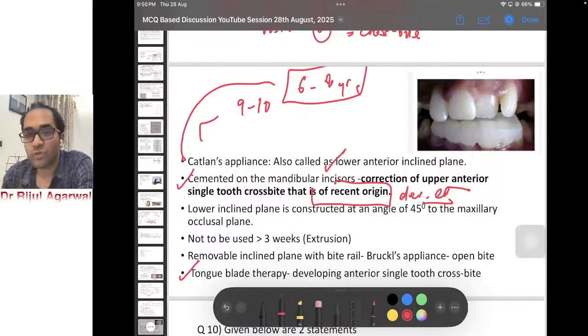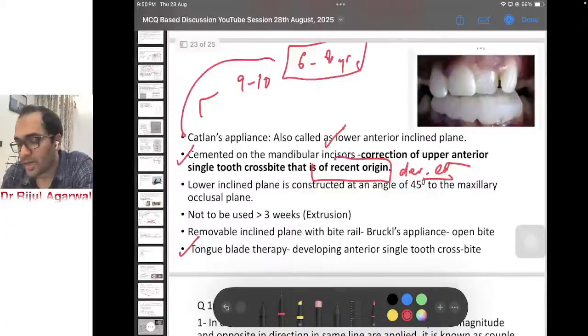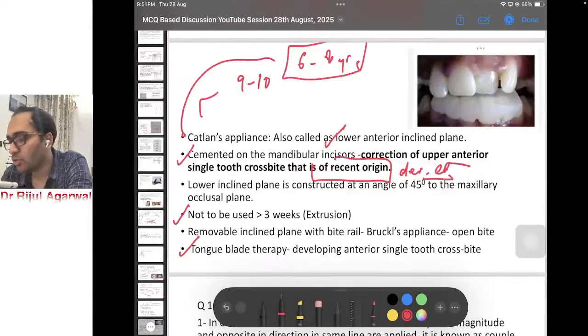If the tooth is fully erupted or developed, in that case you need to go for fixed appliance therapy for the correction. Okay, again the side effect, not to be used for more than 3 weeks. Why? Because it causes posterior teeth extrusion, which you just saw. So these are the other things which can be asked in your exam. Beyond that no question can come.